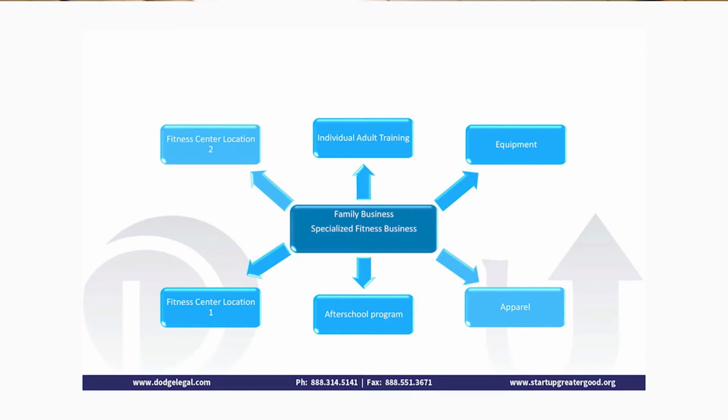Okay, so in the interest of time, I'm going to go really fast. So they had individual adult training, equipment they wanted to build, apparel, an after-school program for at-risk youth, a fitness center location for the kids, and then a second fitness center location for the adults.